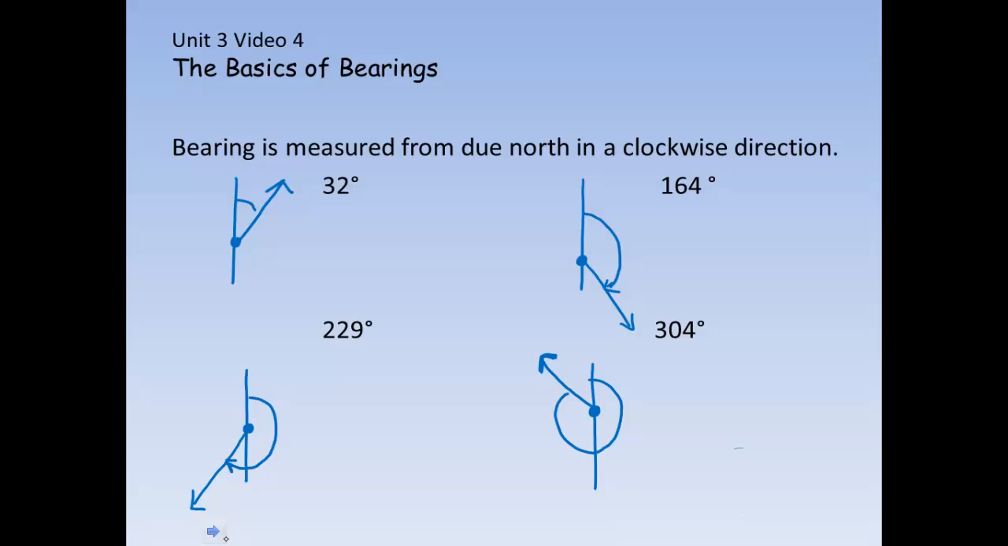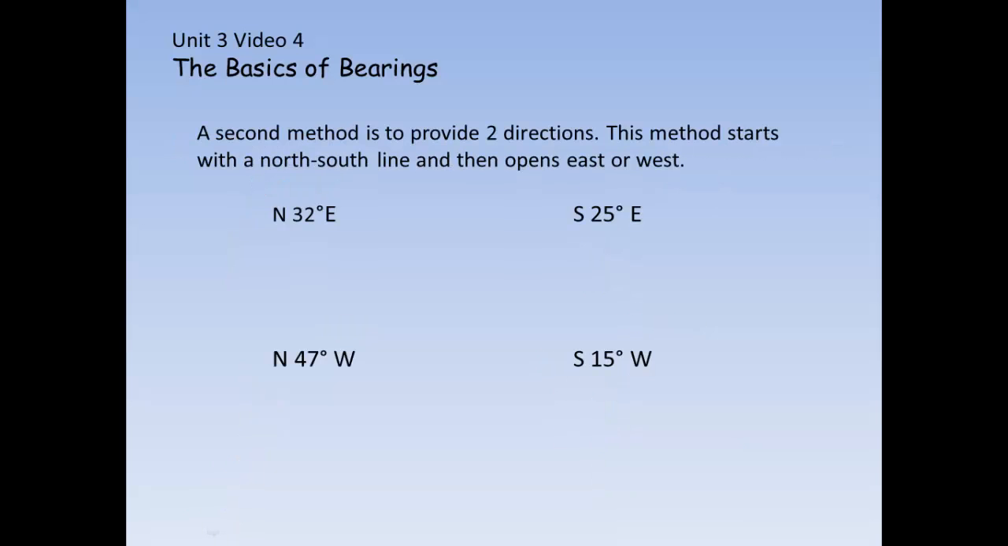Well, there is another method, so let's go ahead and take a look at that one. The second method is to provide two directions. This method starts with a north-south line, very similar, but opens east or west, depending on what the directions say. So once again, we'll start with our north-south line, and we'll put our point on that north-south line. And this one says start from the north and head east. So this would look very similar to our other 32 degree angle. So this is north 32 east, and that's how it would be pronounced, north 32 east.